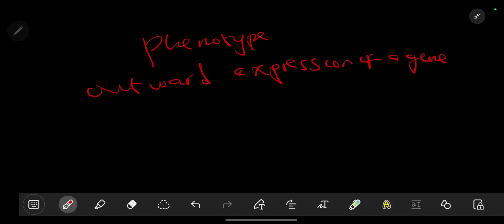While the phenotype, on the other hand, is the outward expression of a gene. So that is basically what phenotype is. It is just the outward expression of a gene.